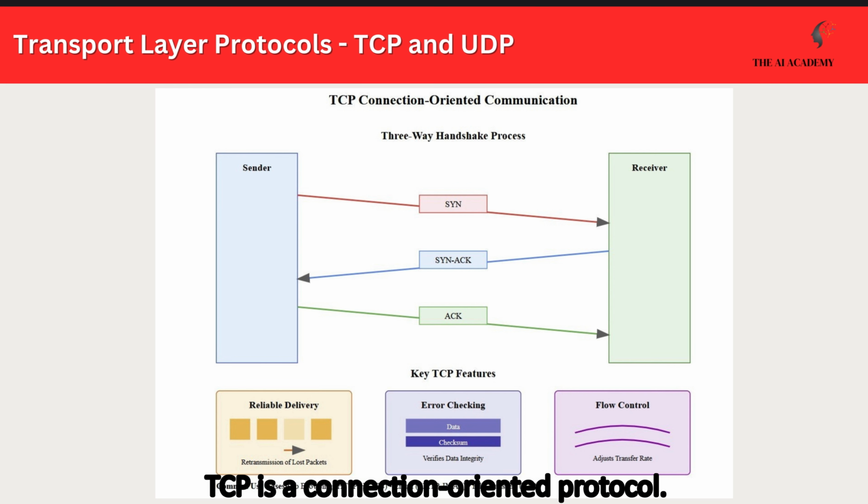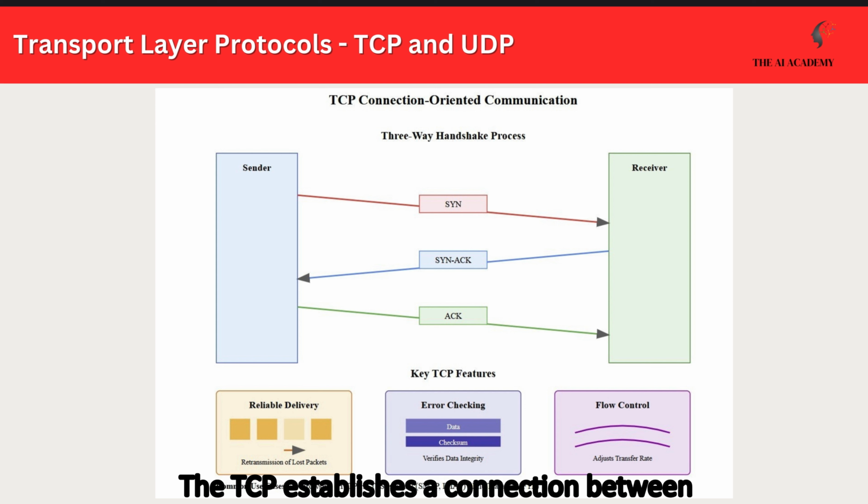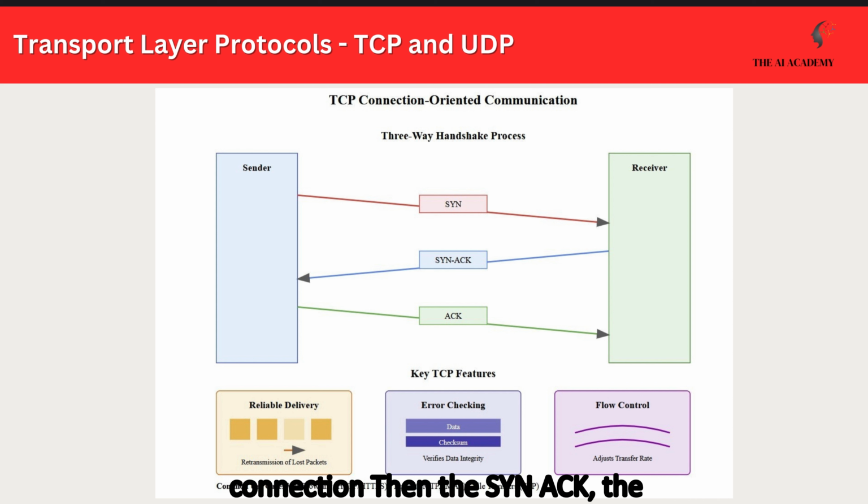TCP is a connection-oriented protocol. TCP establishes a connection between sender and receiver before transmitting data. This is done through the three-way handshake process. The first is SYN, the sender requests to establish a connection. Then the SYN-ACK, the receiver acknowledges the request. And in the last, the ACK, the sender confirms, and the connection is established.